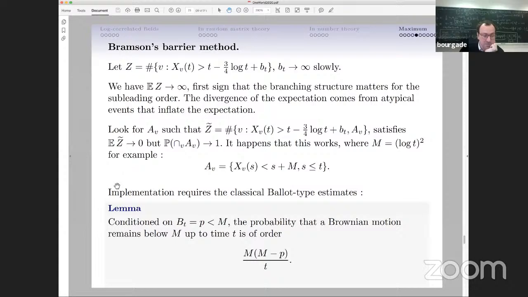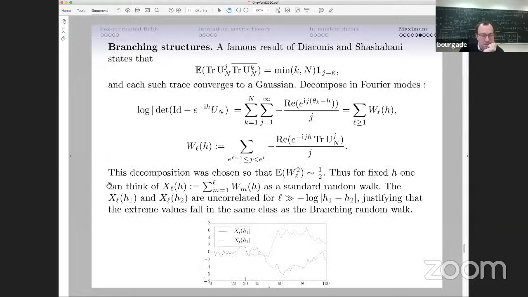Okay, it's a beautiful argument by Bramson, which has been applied to many log-correlated fields. So the branching structure behind random matrices, I will stop with this. This branching structure is just similar to what I explained for zeta.